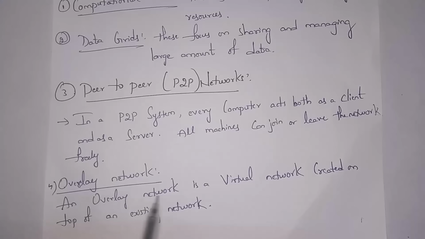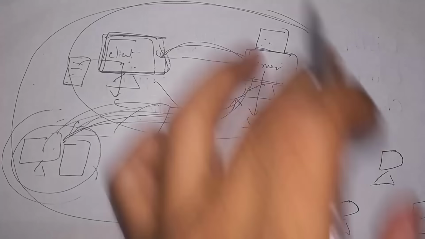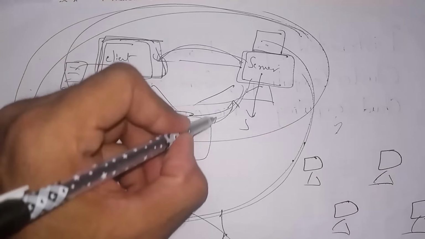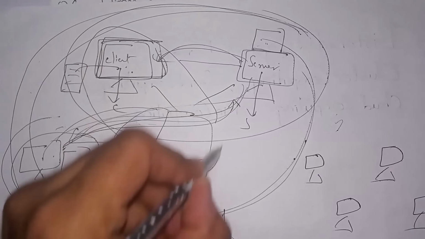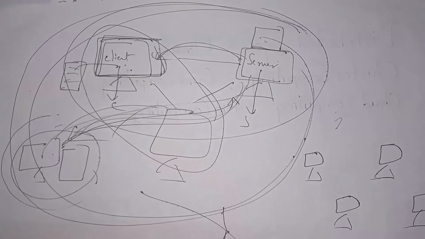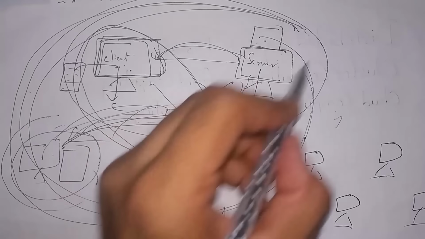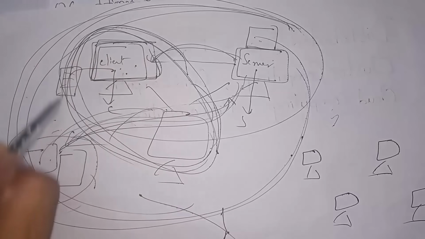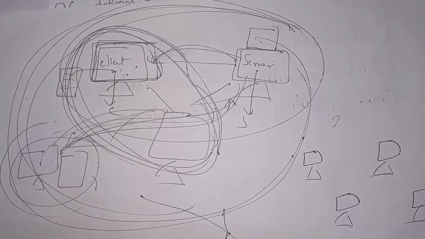And the fourth one is overlay network. An overlay network is a virtual network created on top of an existing network. For example, let us say there are 4 computers connected to the internet. So this is the actual network. Now these two computers are connected to each other using the internet in order to play online games. Now inside the actual network, these 2 computers created a virtual network in order to play games. This is an example of overlay network.